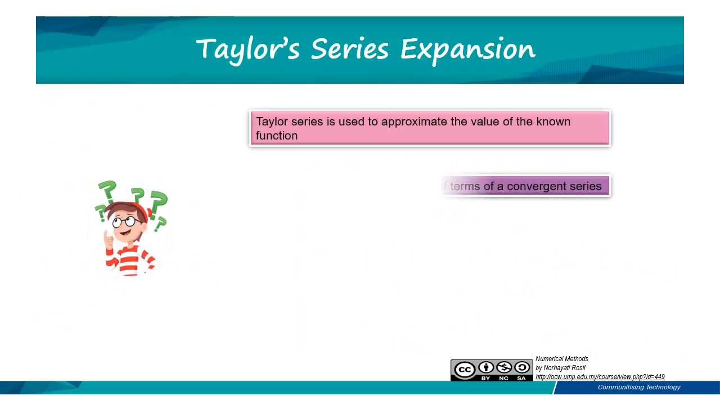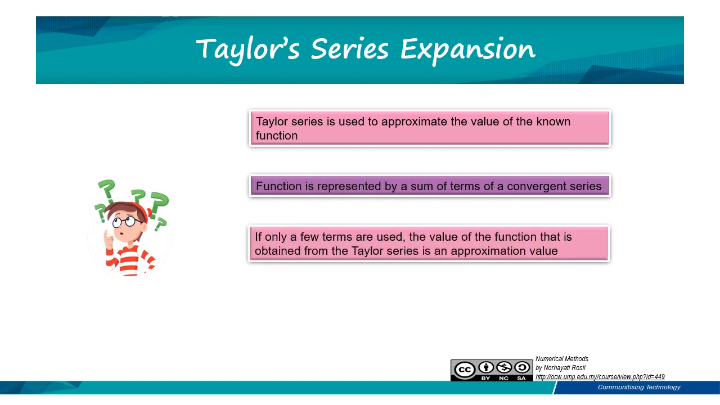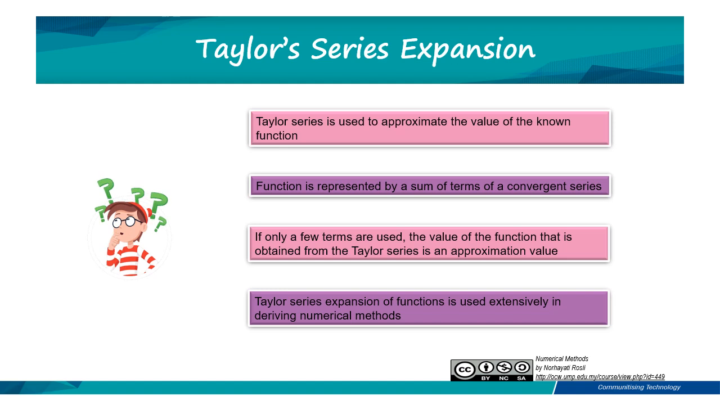Now let's go to the introduction of Taylor series expansion. What is a Taylor series? A Taylor series is used to approximate the value of a known function, and the function is represented by a sum of a convergent series. It depends on how many terms you use to approximate the function. If you have only a few terms, the solution you get may be far from the true value. But if you use many terms, the approximate value is close to the true value.